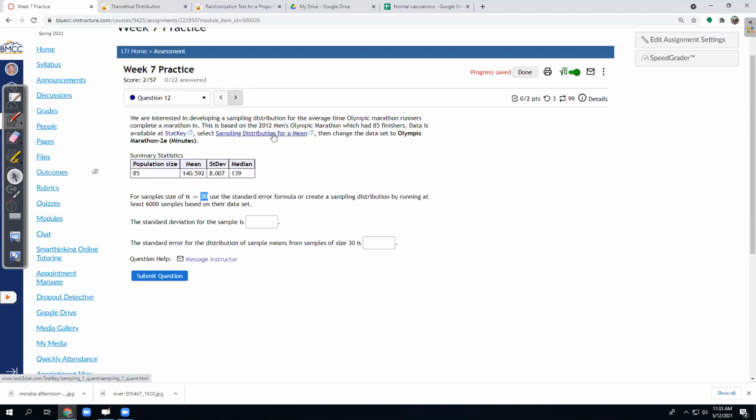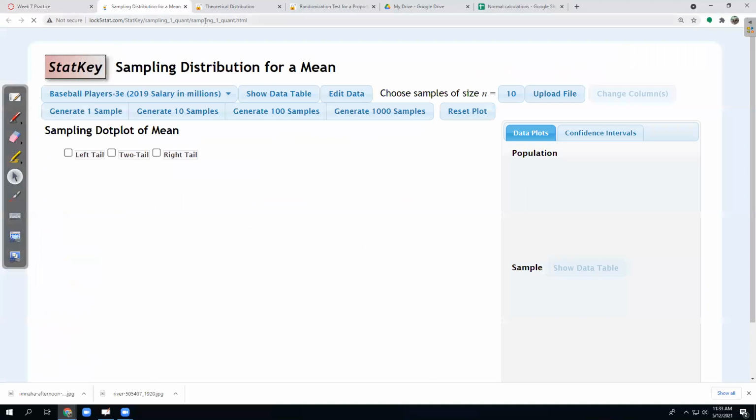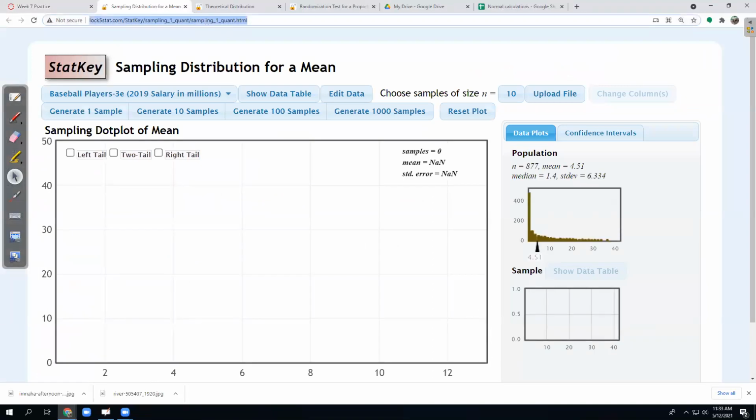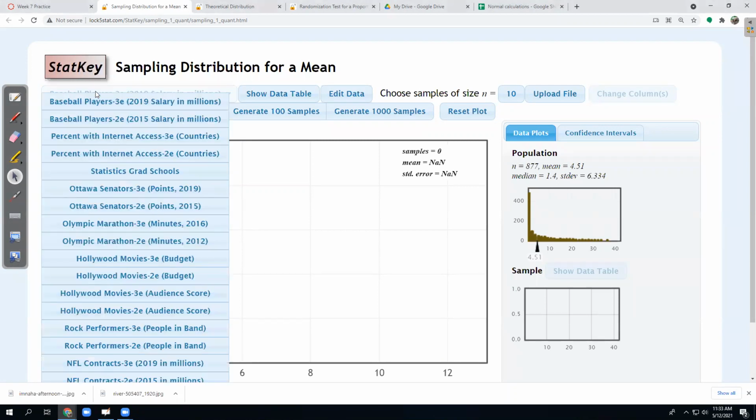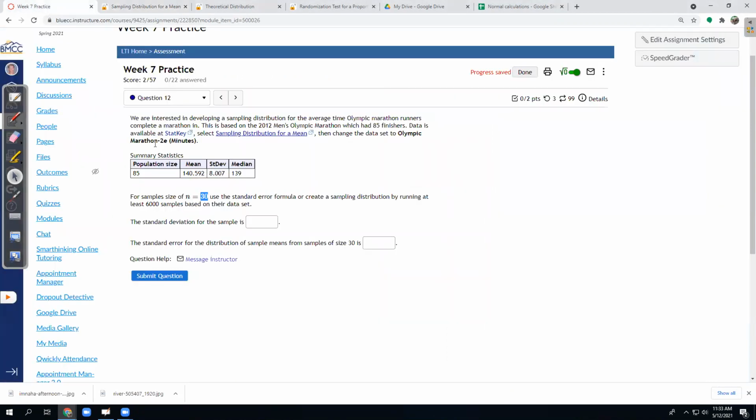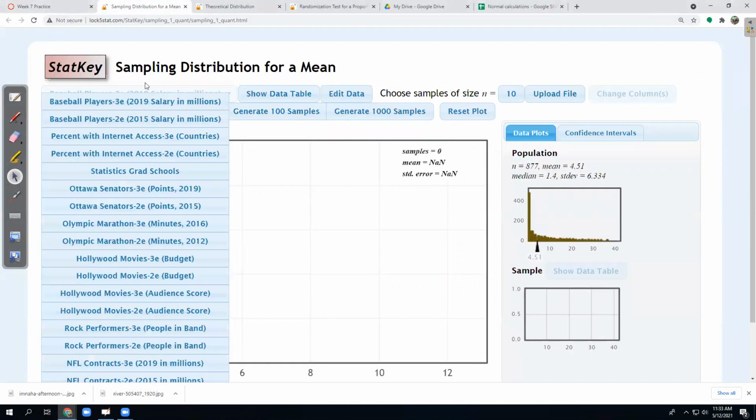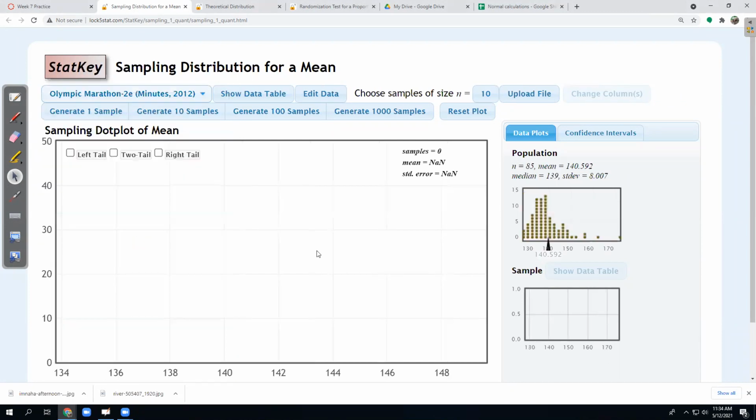So I'm going to head over to StatKey here. Let's see, do I have the right data? No. My claim in that problem is the data lives here, and I said to grab the Olympic Marathon 2nd edition minutes, 2012 data. So here's the population right there.